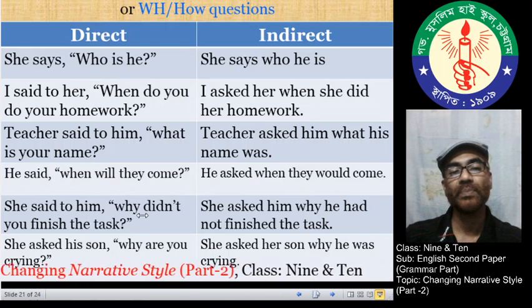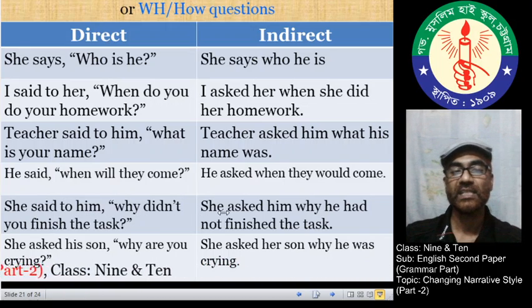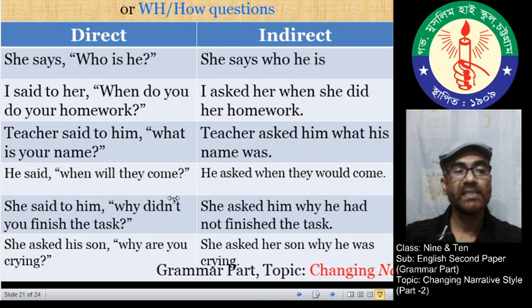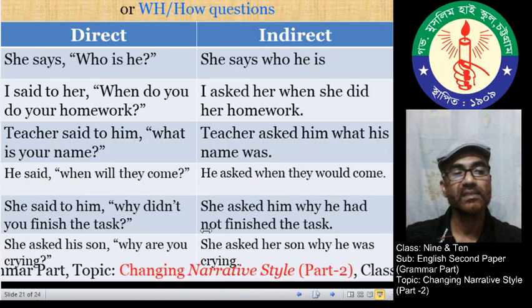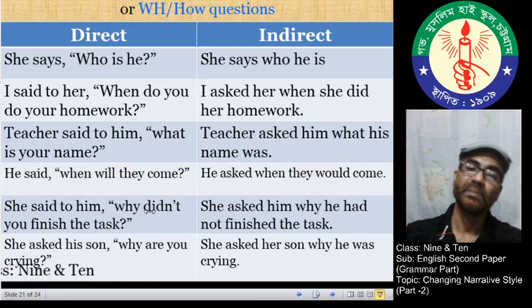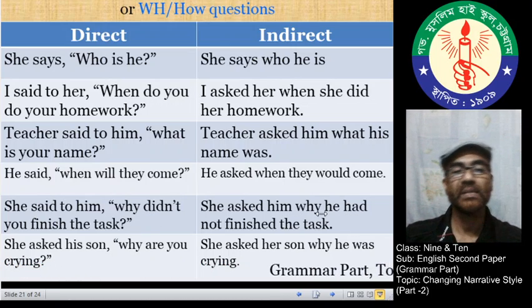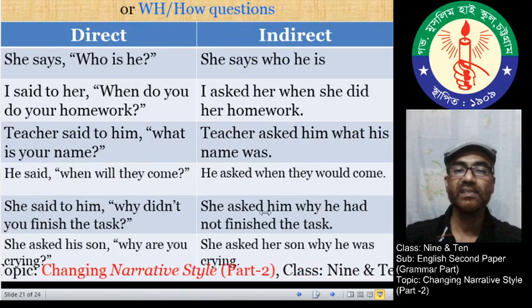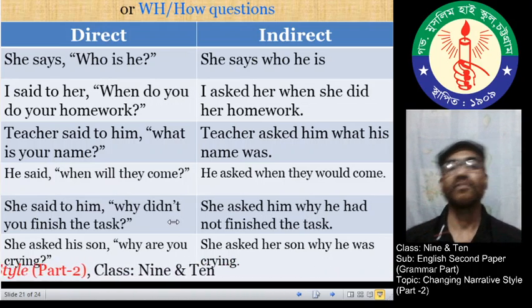She said to him, why didn't you finish the task? She asked him why he had not finished the task. Didn't, had not finished. That means past indefinite became past perfect. Here didn't means did not, and it becomes had not. Okay.